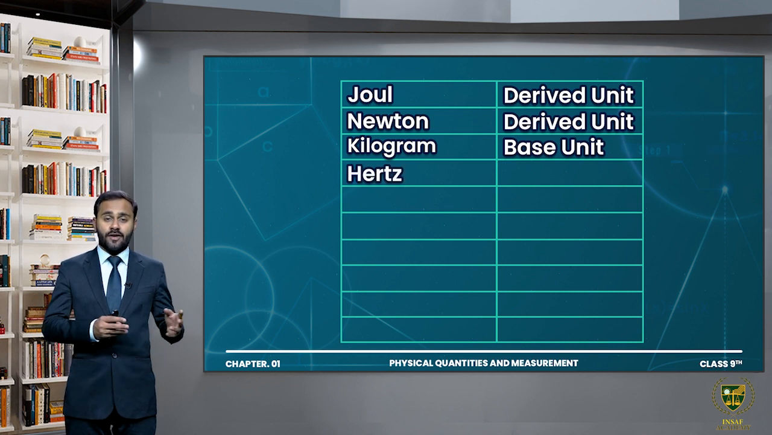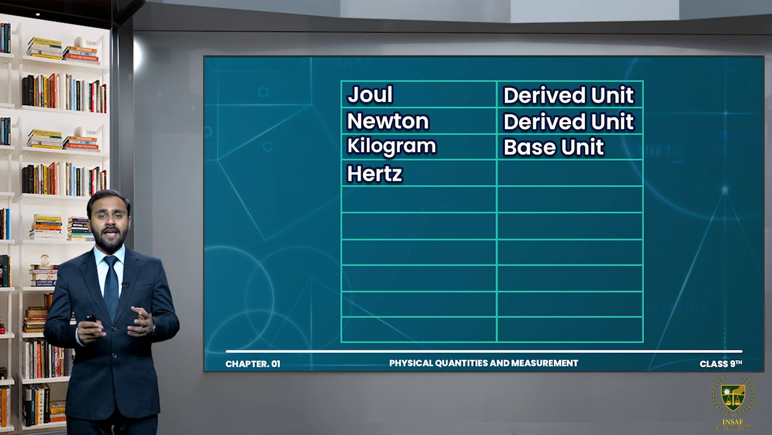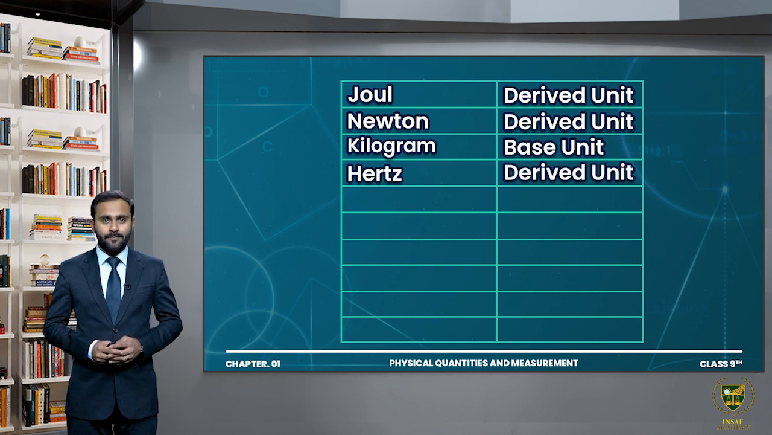Hertz is the unit of frequency. So frequency ek derived quantity hai, to hum kahenge ke iska unit bhi ek derived unit hai.